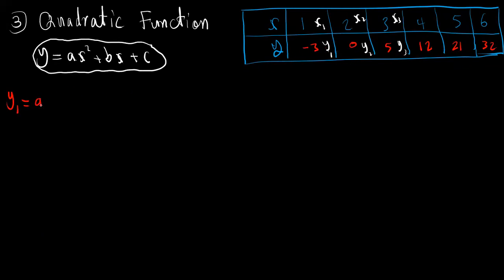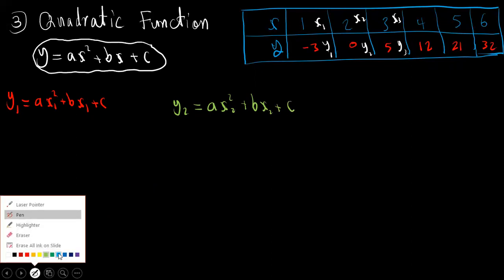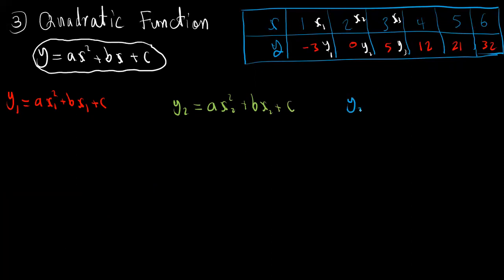y1 equals a x1 power 2 plus b x1 plus c. This is y1. I will get now y2. We'll use green. y2 is what? a x2 squared plus b x2 plus c. I will get y3. It will be a x3 squared plus b x3 plus c.